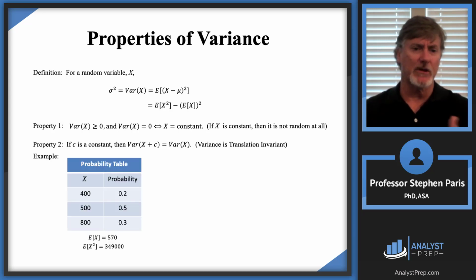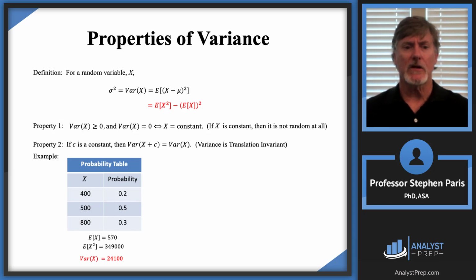Let's look at an example in the discrete case. We did this example in a previous video, and we found that the first moment was 570 and the second moment was 349,000, which would give us a variance of the second moment minus the square of the first moment. The variance then would be this 24,100 number.